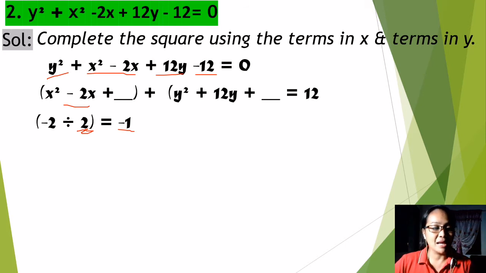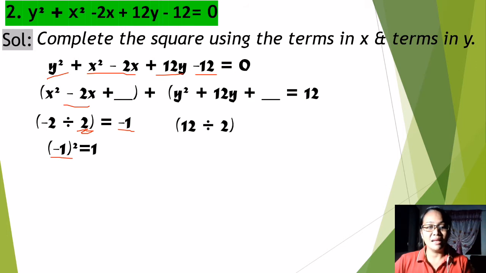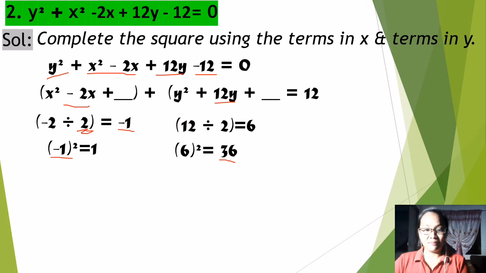After tayong mag-divide, yung sagot niya ay i-squared natin. So, negative 1 squared is equal to positive 1. Bakit naging positive? Kasi pag ang base natin ay negative at ang exponent ay even number, the answer is always positive. Next, in terms of y, the middle term is 12y at ang number ay 12. So 12 divided by 2, we have positive 6. And 6 squared is equal to 36.